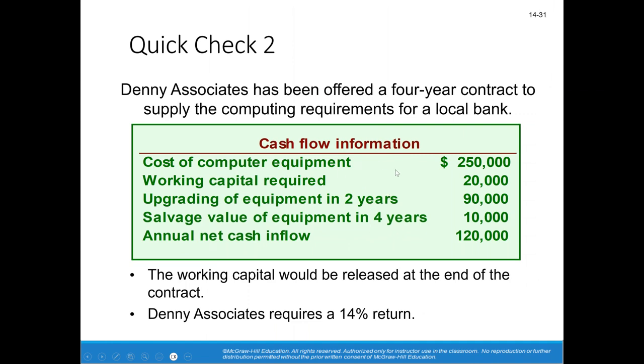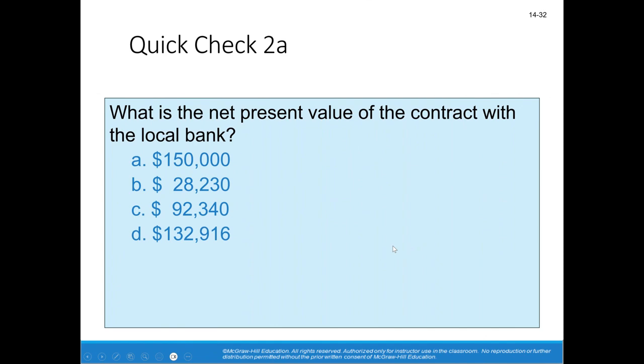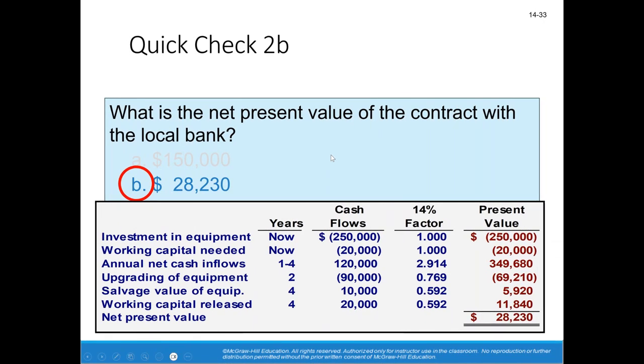Here's another one. So it's costing us 250. We have to invest 20,000 in working capital. We have to upgrade the machine in 2 years. Salvage value in 4 years is 10,000. Annual net cash inflow of 120,000. So this project's going to go for 4 years, and we want a 14% return. But it's a net present value of the contract with the local bank.